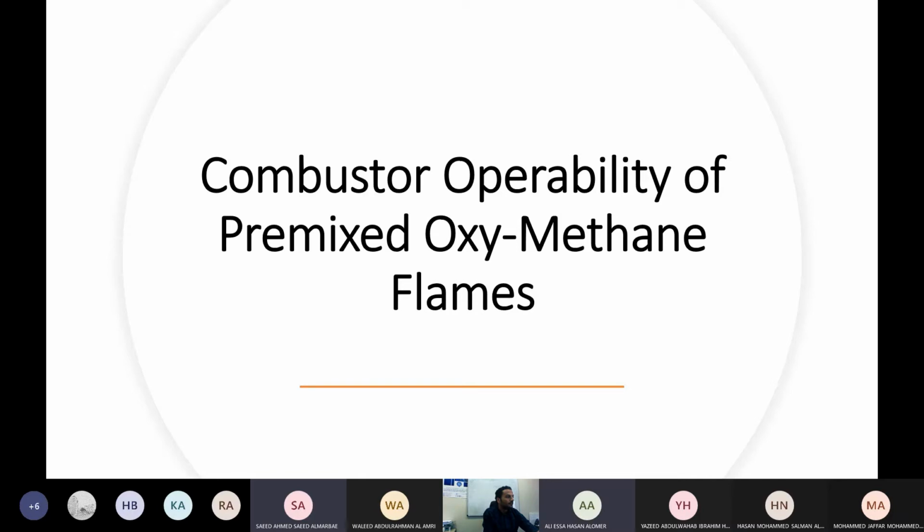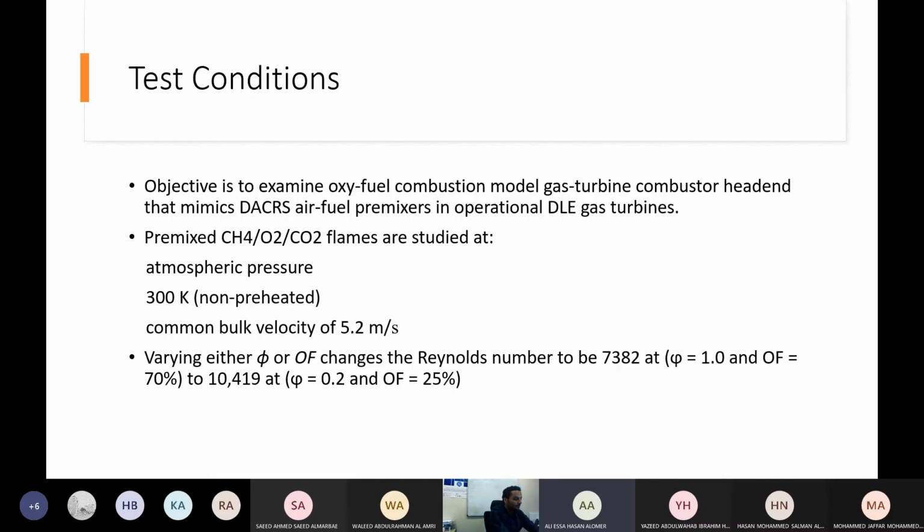Okay. So this part of the presentation is simply presenting the experiment that was done to investigate the combustor operability of the premixed flames. So basically, the test conditions, I'm not gonna actually mention all of them. So the objective of this test is to examine the fuel combustion model as a gas turbine combustor. Okay, the head end actually, the head end.